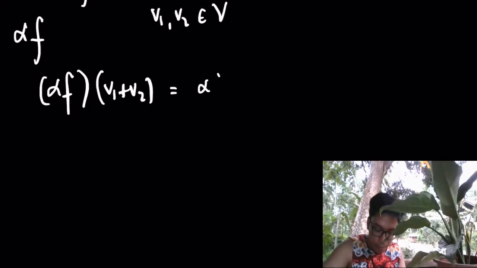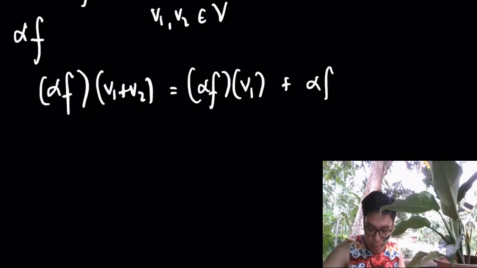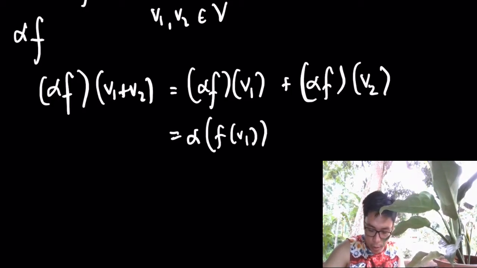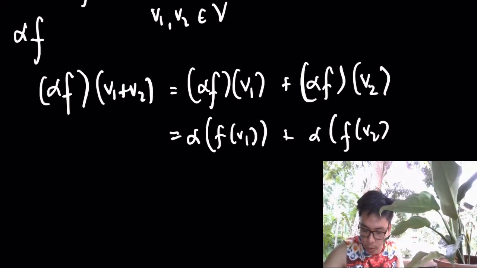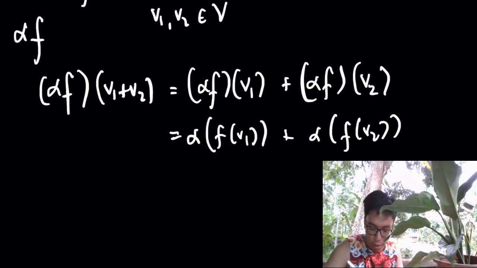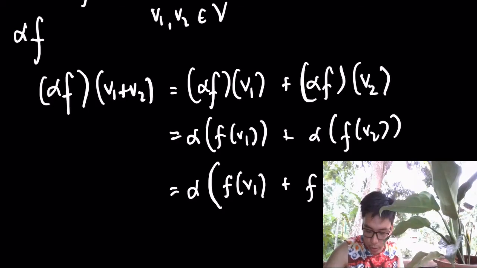So I'd get alpha of f of v1 plus alpha times f of v2. Observe that I can take the alpha here and I would have f of v1, and I can take the other alpha here and I would get f of v2 here. This is actually by a common definition of a function, like a usual definition. So I'm gonna simplify and factor out alpha, so I'd get alpha times (f of v1 plus f of v2) here.